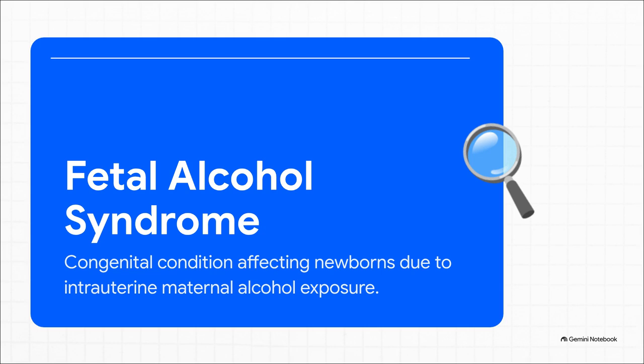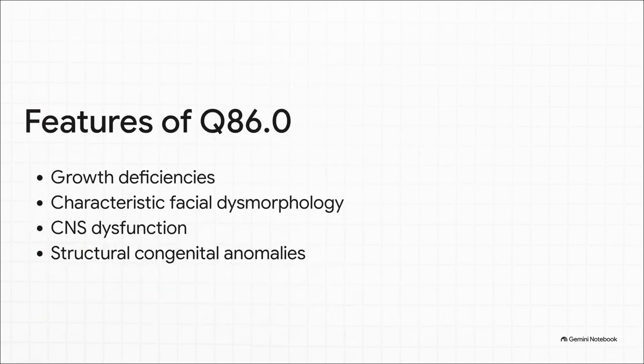You never, ever put a Q code for a congenital condition on the mother's chart. The really crucial takeaway here is that this single Q code holistically captures a whole spectrum of very severe developmental issues in the infant. When a provider diagnoses fetal alcohol syndrome, they're identifying core clinical features like growth deficiencies, characteristic facial dysmorphology or abnormalities, central nervous system dysfunction, and other structural congenital anomalies. Q86.0 essentially wraps all of those complex physiological impacts into one comprehensive indicator right there on the newborn's chart.